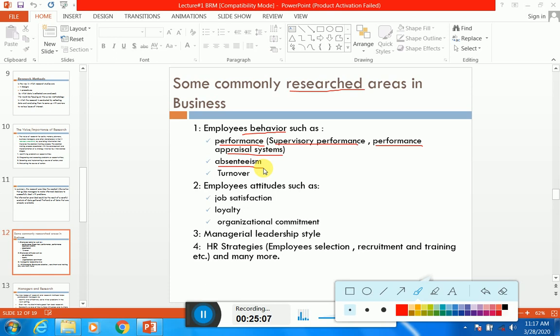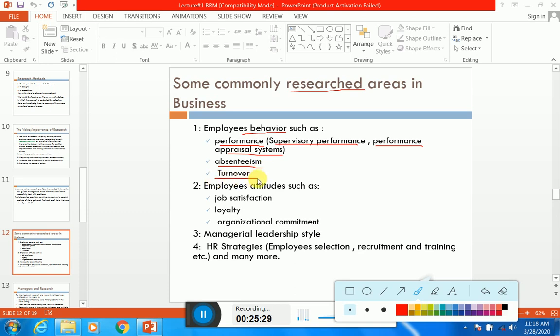Why is absenteeism more in the organization? What are the different reasons? People are not happy. The system is, for example, lenient. People are not motivated. What can be the reasons? So these are the different reasons, these are the different areas in which definitely research can be proceeded.